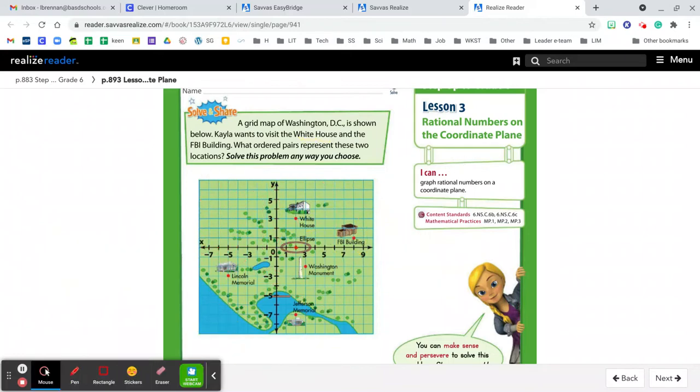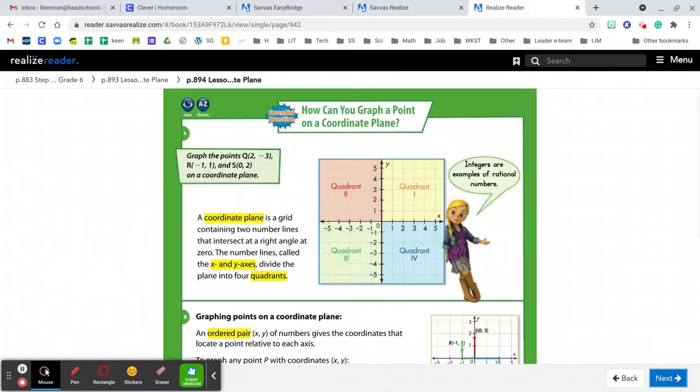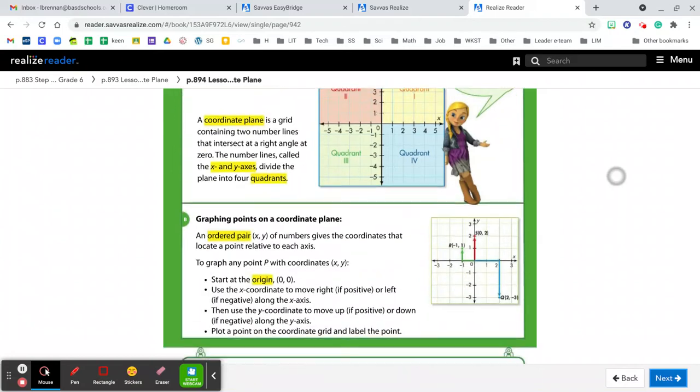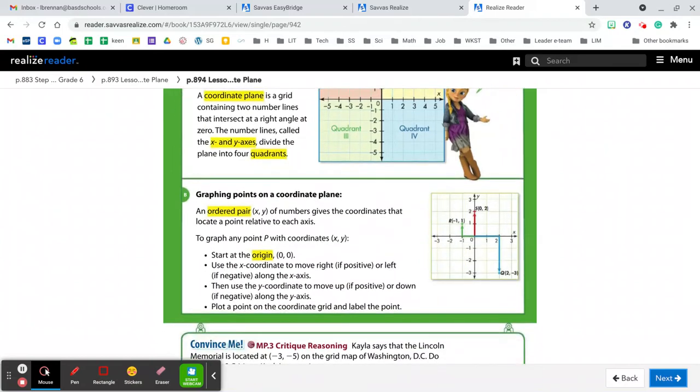So let's move ahead and see what we're going to do here. Graphing the points Q at 2, -3, R at -1, +1, and S at 0, 2 on a coordinate plane. A coordinate plane is a grid containing two number lines that intersect at a right angle at 0. The number lines, called the x and y axis, divide the plane into 4 quadrants. Graphing points on a coordinate plane, you're using your ordered pair, and that gives the coordinates. To graph any points, we start at the origin.